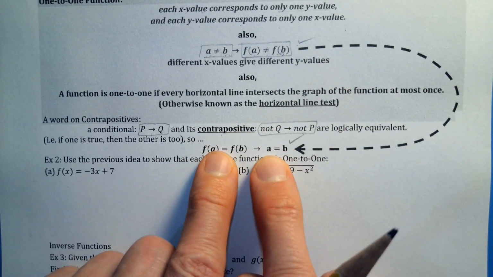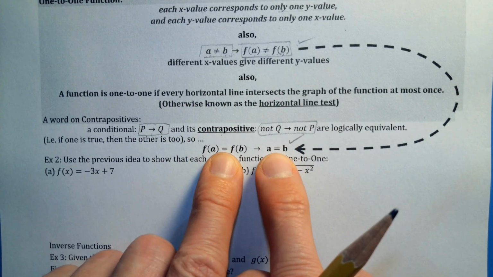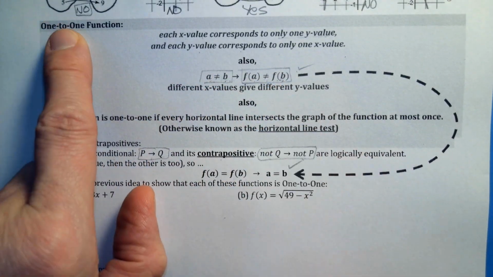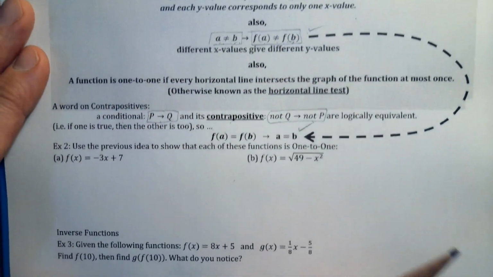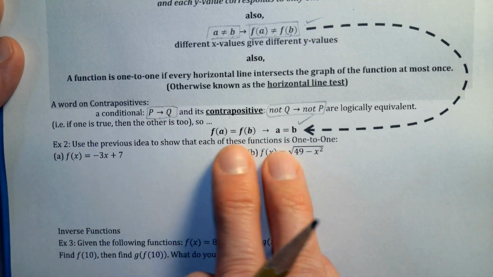So if I can show this gives me this, then that tells me that this would also be true and we have a one-to-one. All right, so let's look at an example. So here in A, example 2. So let's start with this.